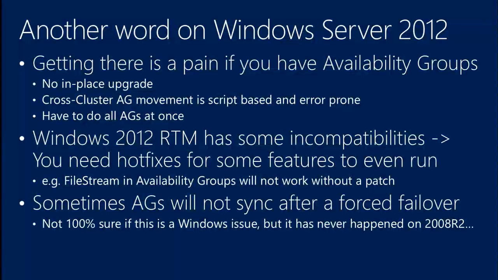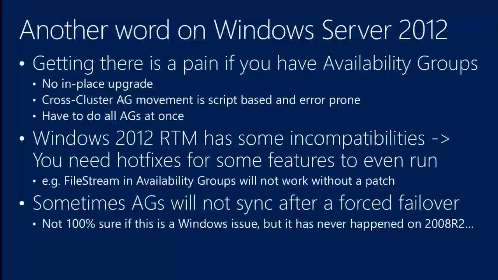getting there is a pain. Ayad already said it. You can't have a cluster across multiple versions of the operating system, so no in-place upgrade. I don't know how many people do use in-place upgrade. I like it in some scenarios, but that's just not possible. And if you use the way that Ayad described, you have to do all availability groups at once. You can't do one after the other.